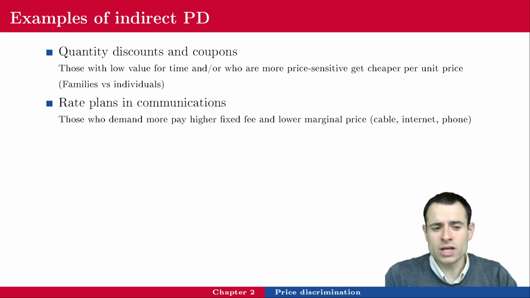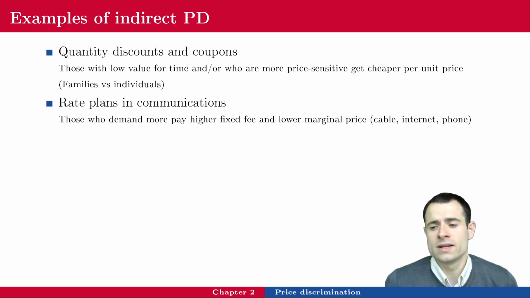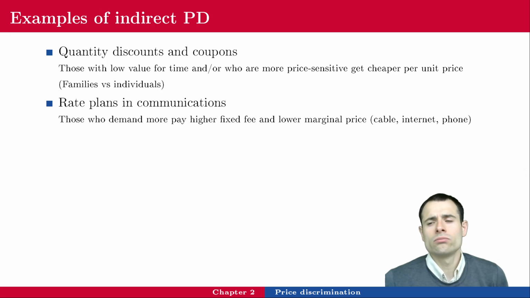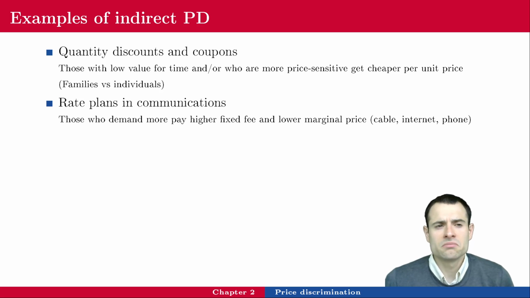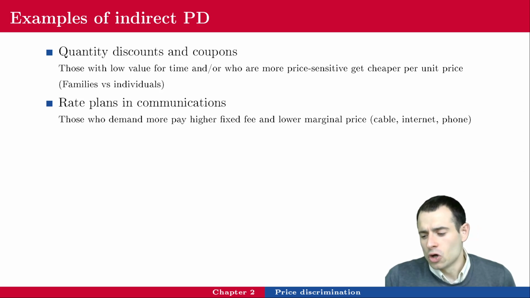Rate plans in communications. Those who demand more from their phone plan pay a higher fixed fee and a lower marginal cost. This also applies to cable and the internet. In the case of phone carriers, think about Canada. Canada has Fido, Koodo, Bell, Freedom, and maybe there's one or two more. Charter, I think, Virgin Mobile as well. They propose different plans that include a certain amount of texting or calling or data.